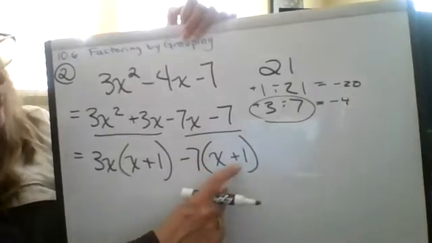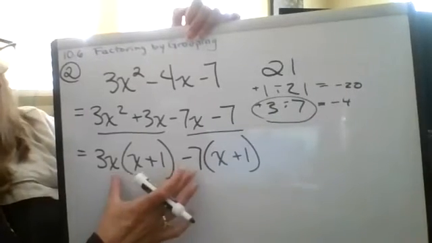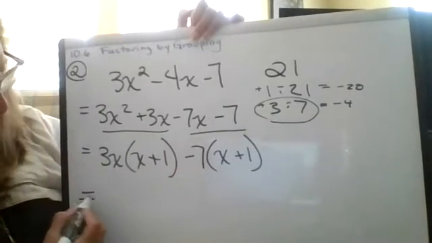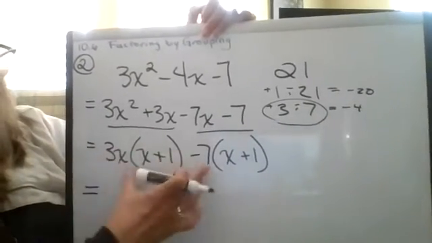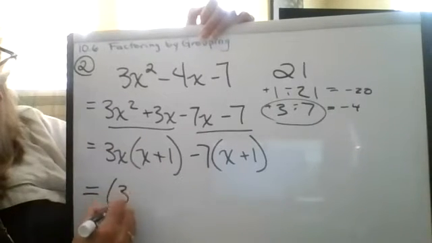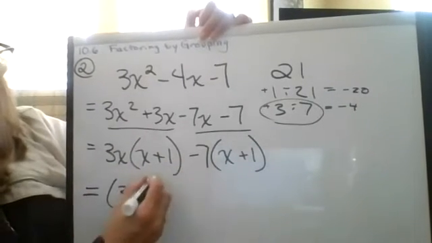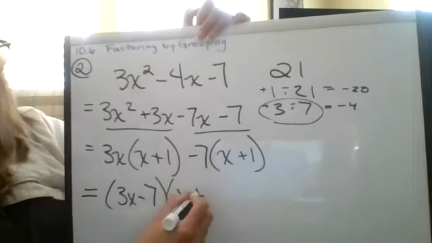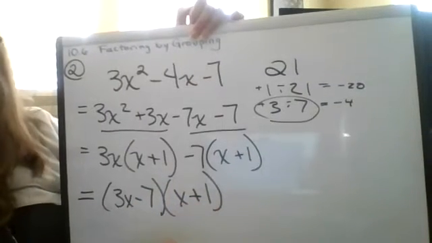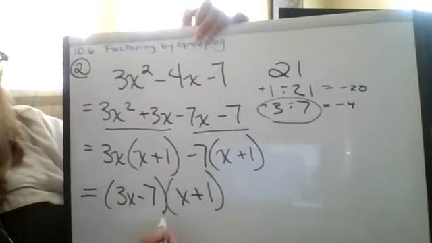So now again, I have a matching factor here. And again, by the distributive property that we learned at the beginning of this chapter, I can pull these terms out and I get 3x minus the 7 times x plus 1. Now, all that's left for me to do is to check and make sure this is right. So let's FOIL it.